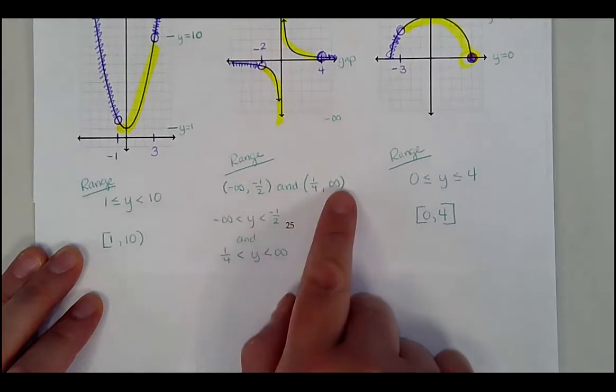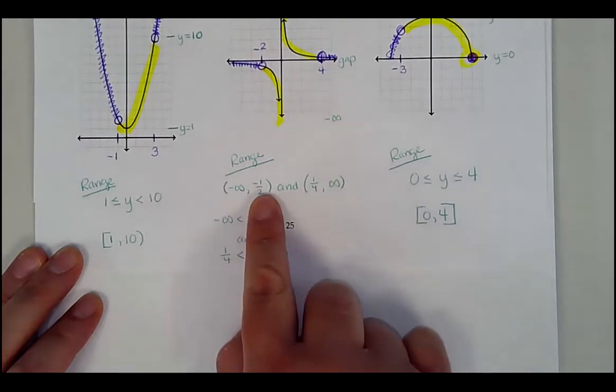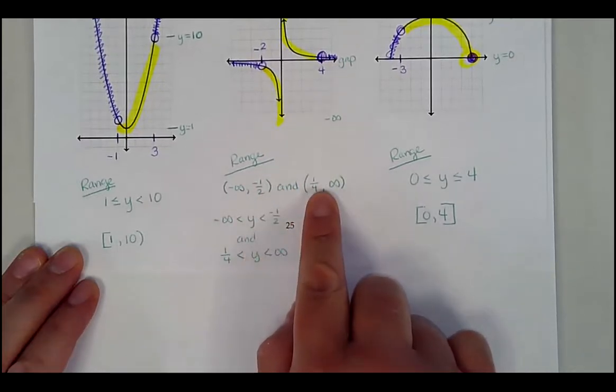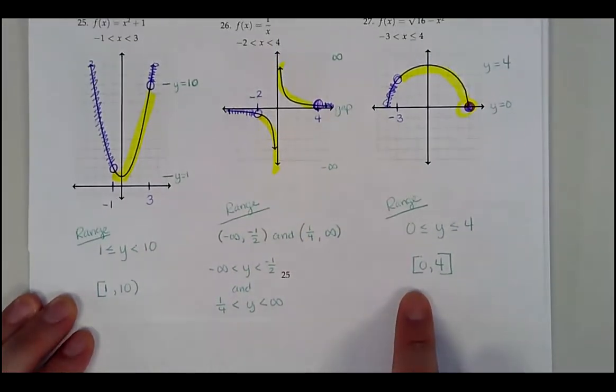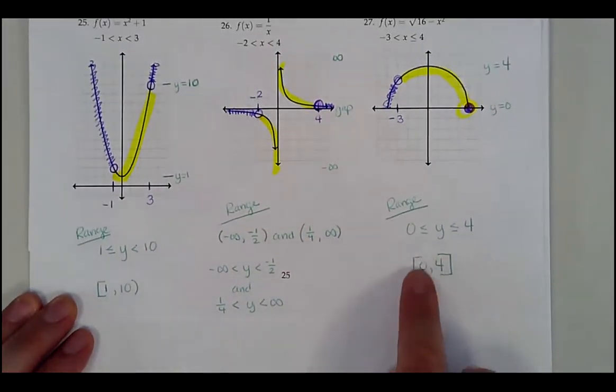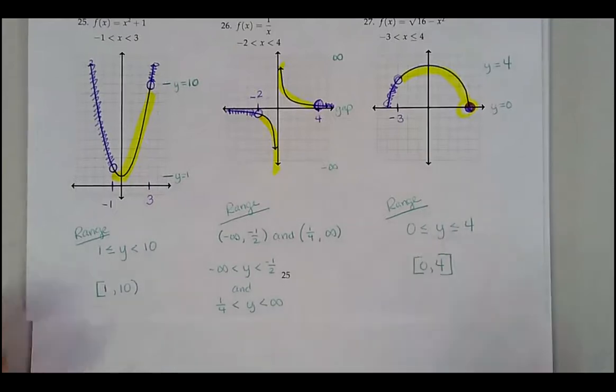So this one has two intervals, so negative infinity to negative 1/2 and 1/4 to infinity. And then the last one is this one with this circle, and it included both 0 and 4. So it has square brackets on both of those or equal signs on both of those.